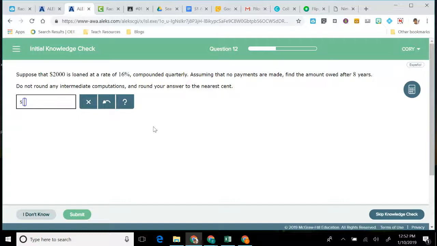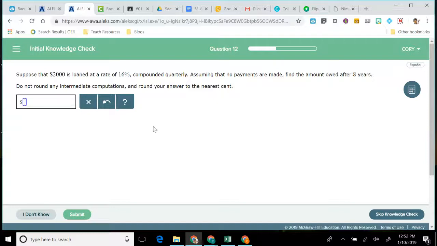Loans. What do I do here? Is this PERT? I think this is PERT. So PERT is principal equals P e to the rt. I might get this one wrong. So the rate is 16%, so that's 0.16. It's quarterly, so that's 4 times a year.